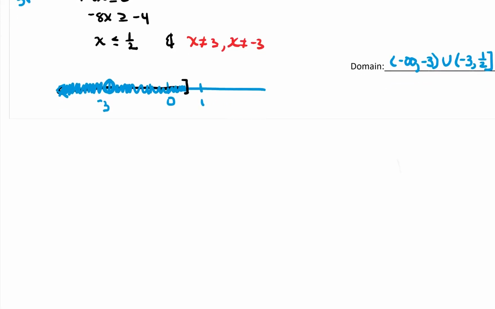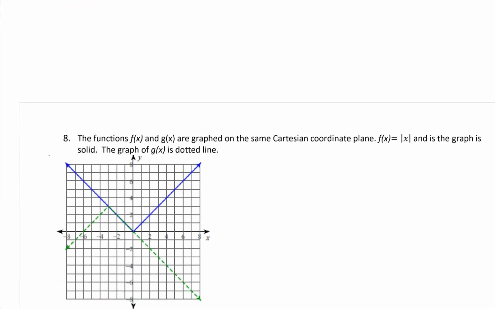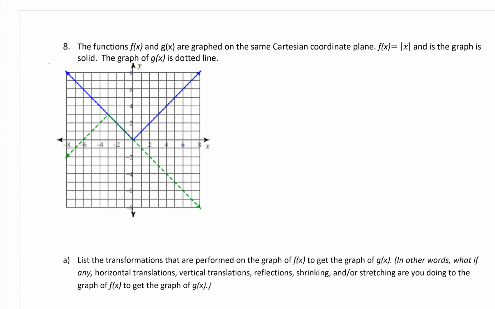Looking at the next problem, we're determining transformations of the graph. The first part says, the functions f of x and g of x are graphed on the same Cartesian coordinate plane. F of x is equal to the absolute value of x and is the graph that is solid. And the graph of g of x is that dotted line. So list the transformations that are being performed on the graph of f of x to get the graph of g of x. In other words, what, if any, horizontal translations, vertical translations, reflections, shrinking, or stretching are you doing to the graph of f of x to get the graph of g of x?